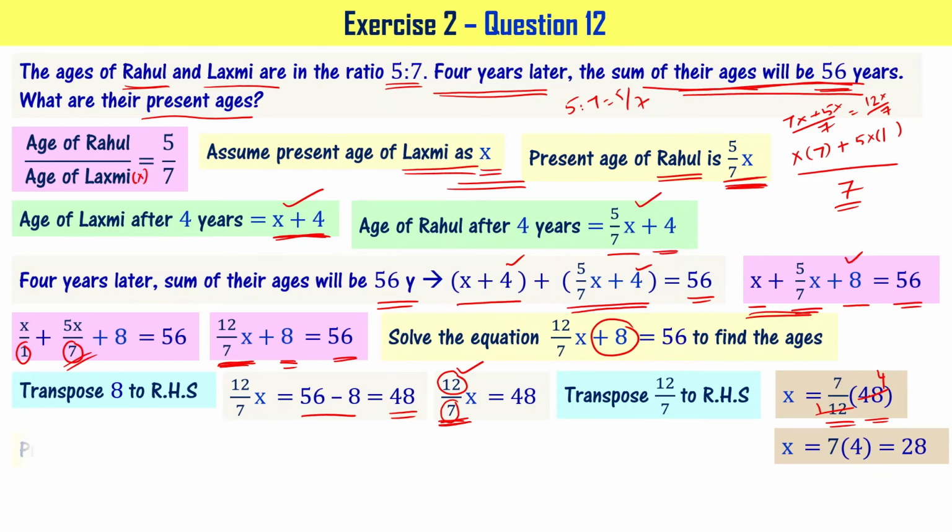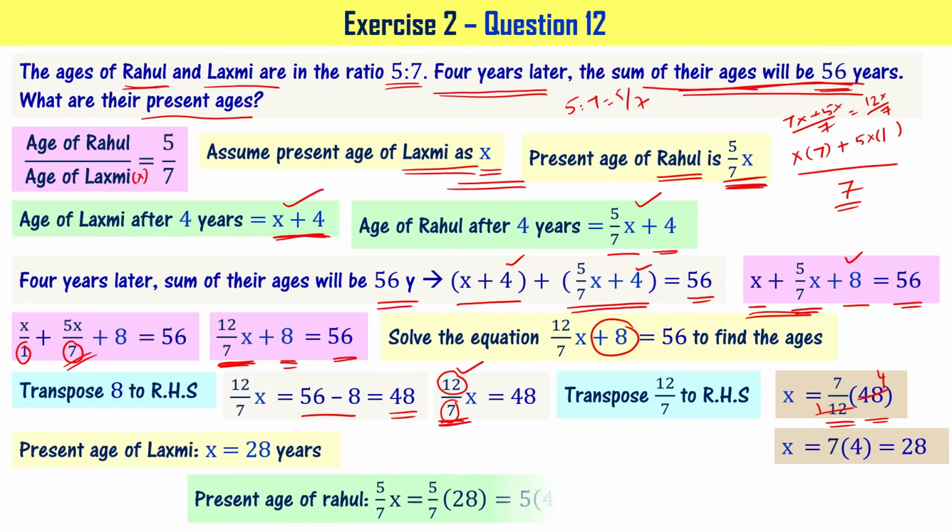Rahul's present age is 5 by 7x. It means it is 5 by 7 times 28, right? Now you see 1 time and this is 4 times. 5 times 4 is 20 years, right? Present age of Lakshmi is 28 years and present age of Rahul is 20 years. This is what we are asked to find, right?